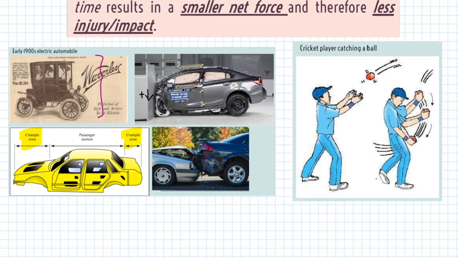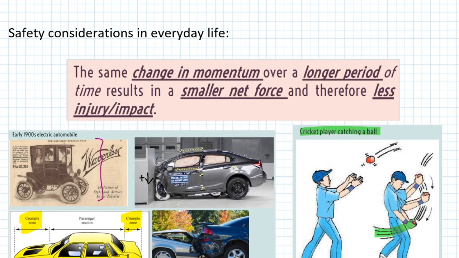will experience. Another example of things that we do to avoid impact or injury is when a cricket player catches a ball, they take their hands and they move them backwards. Right. So the reason for this is as follows. We're very aware now of the impulse momentum theorem, and we know that change in momentum is equal to the net force multiplied by change in time.